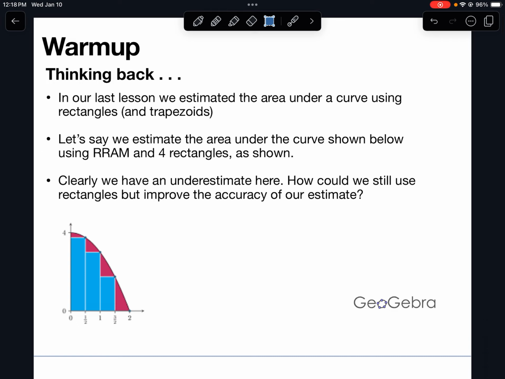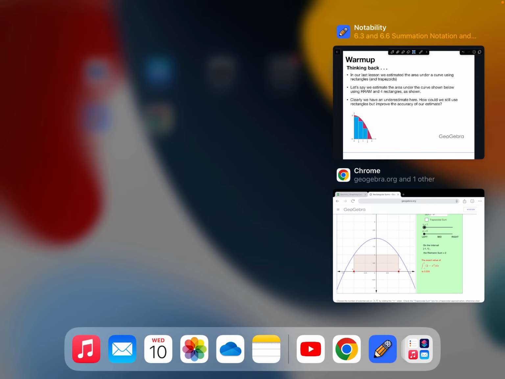So previously, we estimated the area under curves using rectangles. In the image shown below, we have an example of a right endpoint approximation with 4 rectangles, and clearly that's going to underestimate the true area under that curve. The thought is then, how could we improve that estimate? And the answer to that thought is to use more and more rectangles.